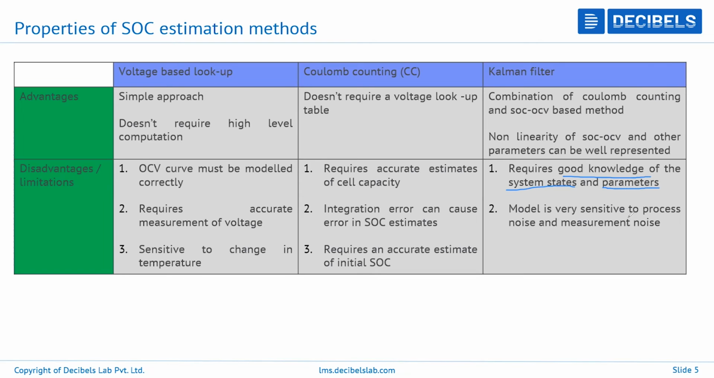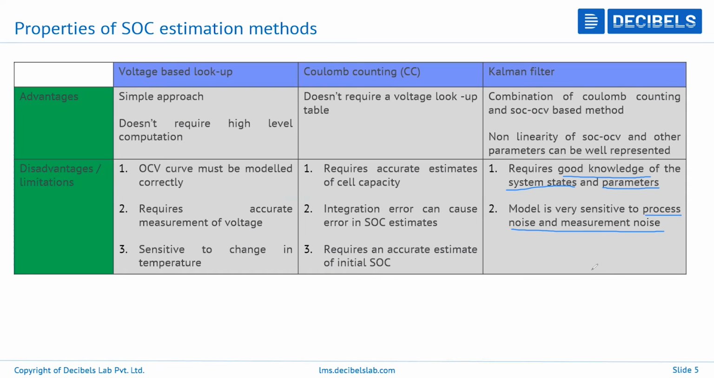It is very sensitive to these estimates, or you can say it is very sensitive to these parameters. So if those are not well known, then even your Kalman filter will not be very effective. So that is one limitation. Second thing is that the model is very sensitive to process noise and measurement noise. These are two types of variations coming in from the sensor and also from the plant, that is to say, from the system. So these two values have to be considered.